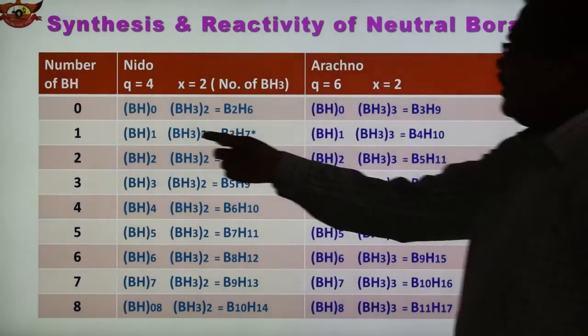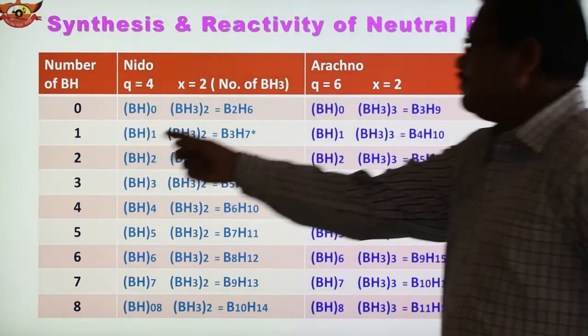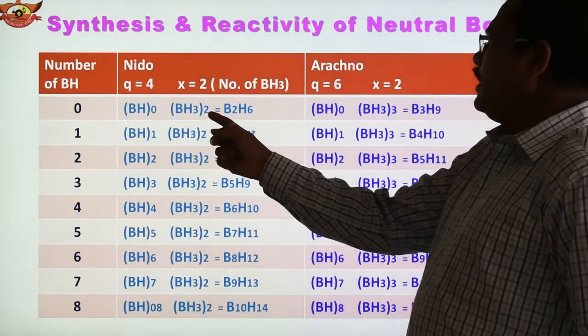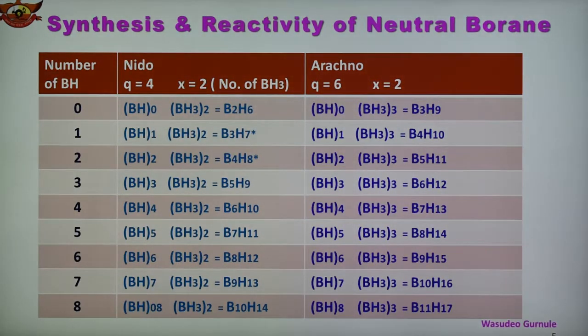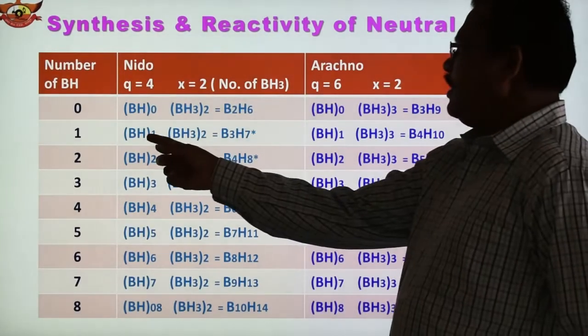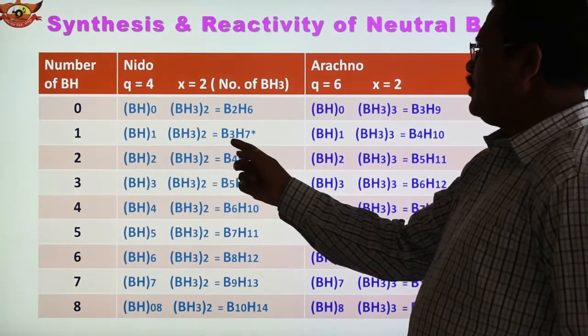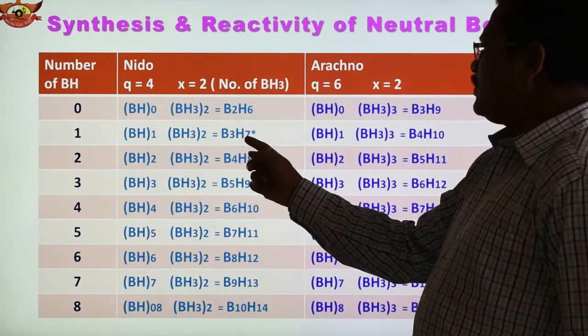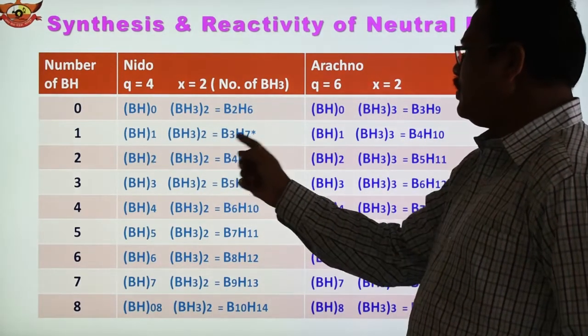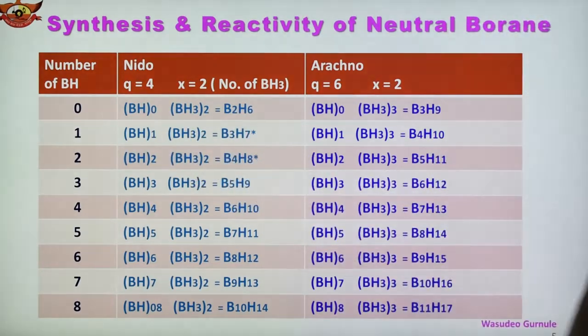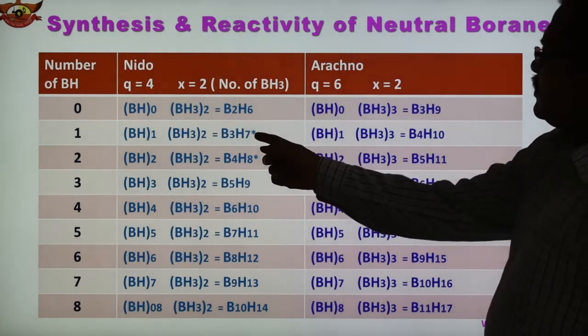When the number of BH is 0 and we start from 2 BH3 units, then B2H6 is the formula of the borane. These are the Nido boranes, and with 1 BH and 2 BH3 units we get B3H7, that is B3 and H7, 6 and 1 make 7. B3H7, and again here the star is there.